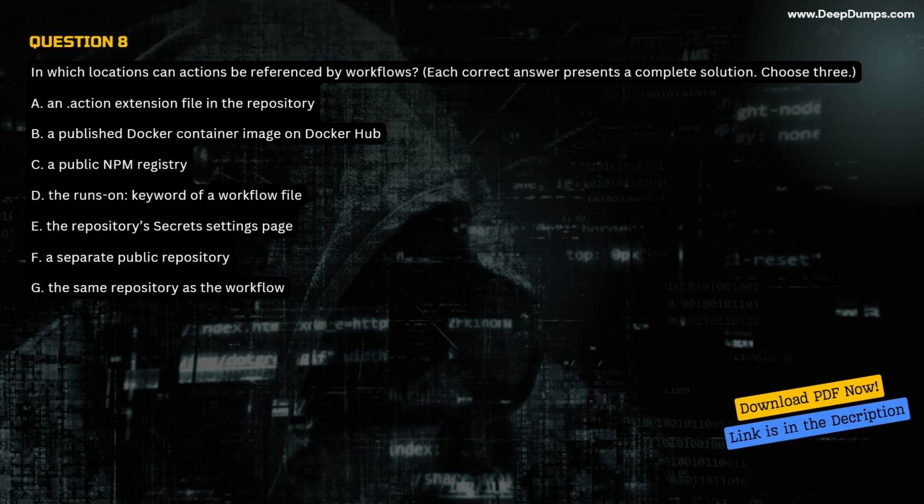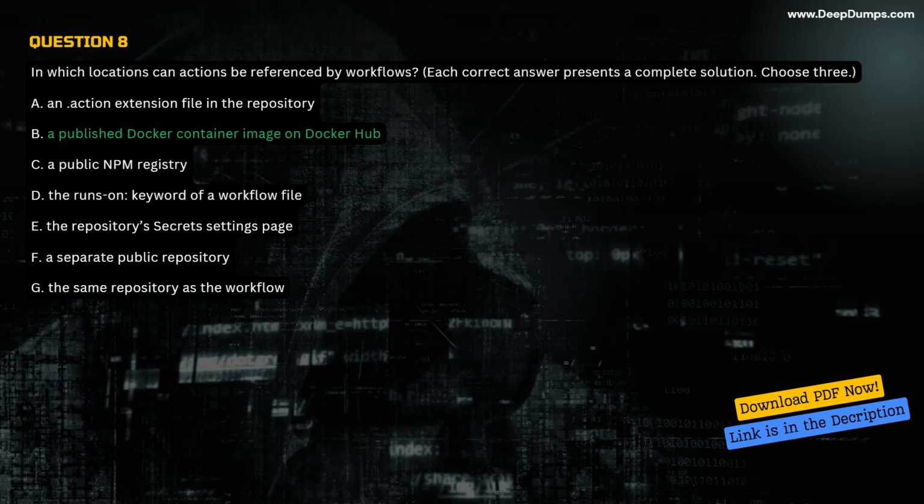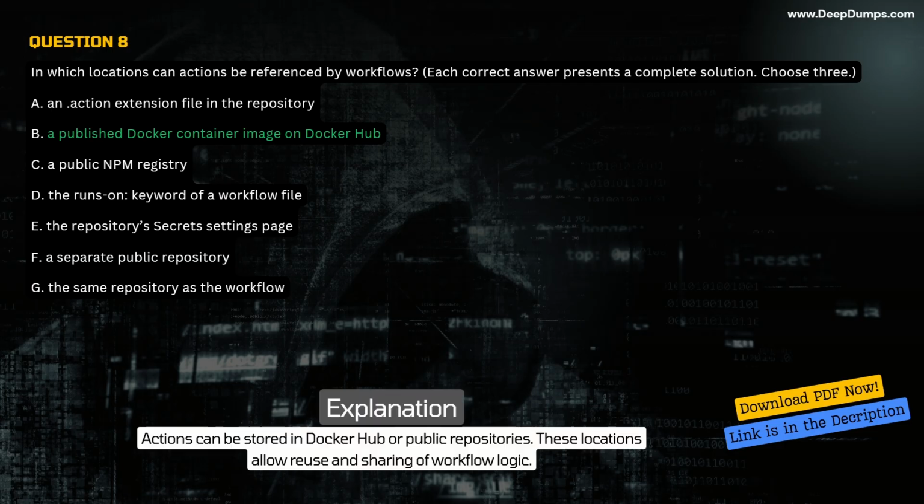Correct answer B. A published Docker container image on Docker Hub. Explanation. Actions can be stored in Docker Hub or public repositories. These locations allow reuse and sharing of workflow logic.